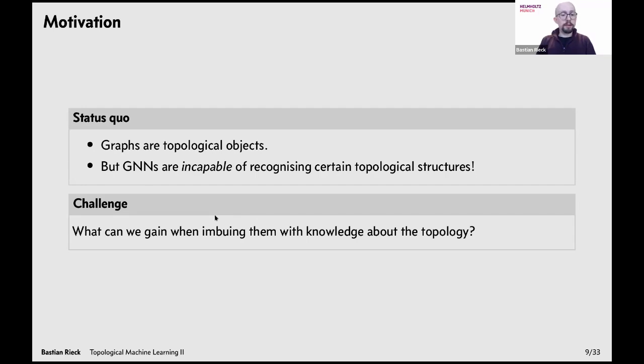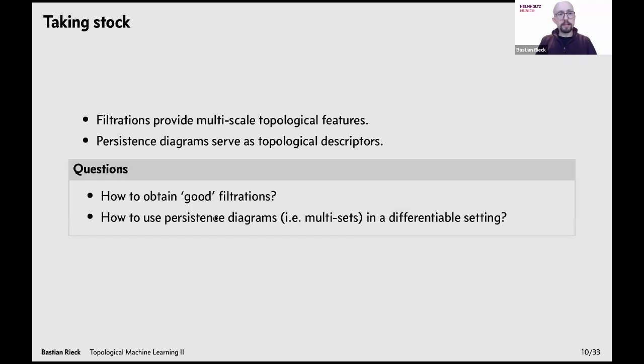So there's some problems built into the very fabric of graph neural networks, which makes them a little bit weird for some tasks. So our challenge and our question was what can we actually gain when imbuing graph neural networks with knowledge about the topology of the underlying graph? And that set us up to see what we ended up with.